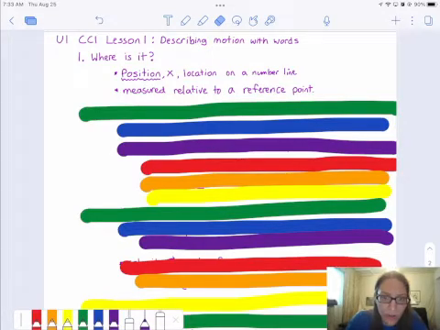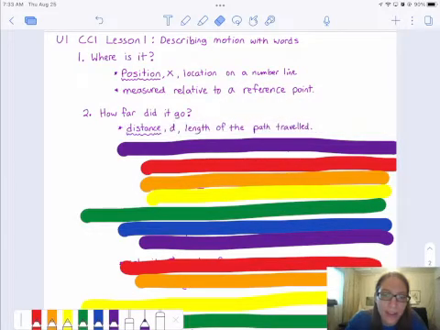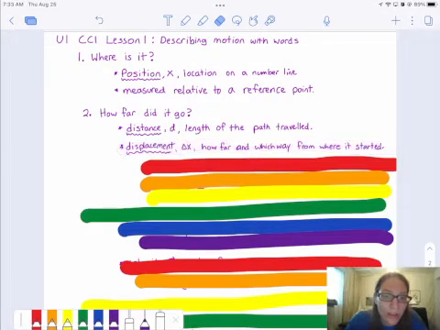Next question we're going to answer is, how far did it go? When you're measuring how far it went, what you're measuring is a distance or a displacement. Those are actually 2 different things. Sometimes they're the same, but it really depends on what the object is doing. When we're measuring a distance, the length of the path is what we're talking about. When we're measuring a displacement, how far it is from where it started is what we're talking about.